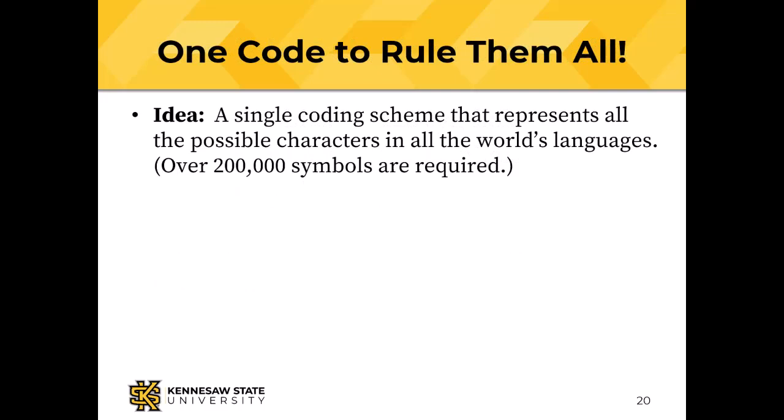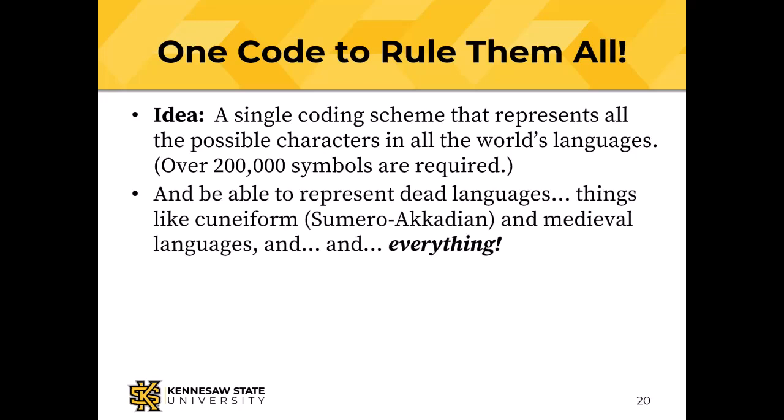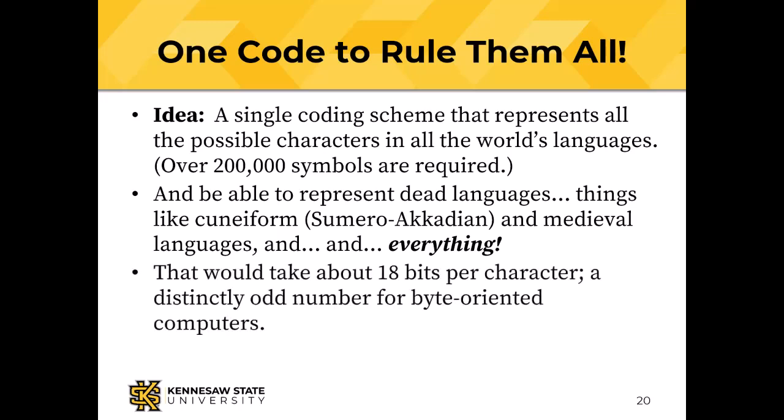So in the early 1990s, a couple of folks in different places came up with the idea of a single coding scheme, one code to rule them all, that represents all possible characters in all the world's languages. That would be, as we said, over 200,000 symbols. This code set would also be able to represent dead languages, things like cuneiform, which is Sumero-Akkadian, medieval languages, and everything. That would take about 18 bits per character. That's a distinctly odd number for byte-oriented computers, and so some compromise was necessary.